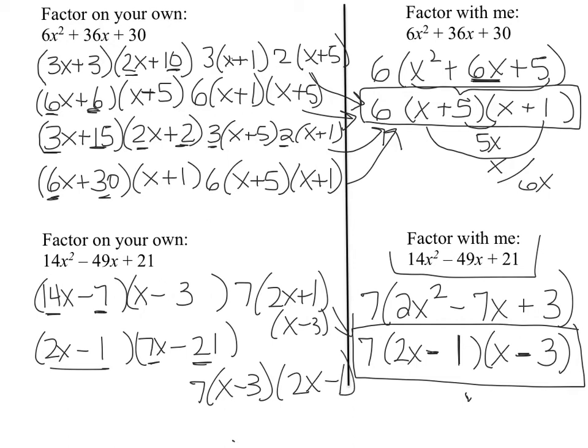And I just realized I made a mistake over here. That should be a plus sign. Whoops. Okay, so there you go. And that's what we're going to do now. We are always going to look for a GCF, and then we're going to factor from there. So let's take a look at the next set of problems.